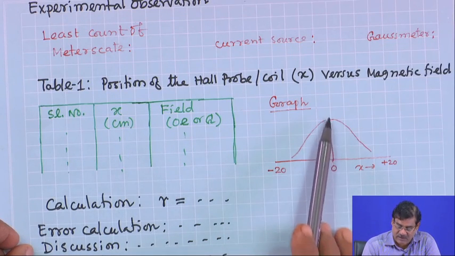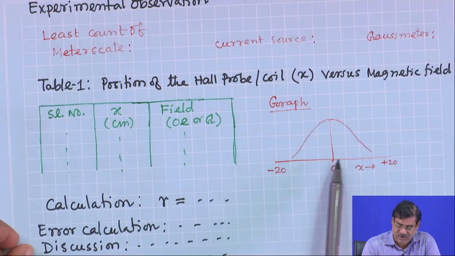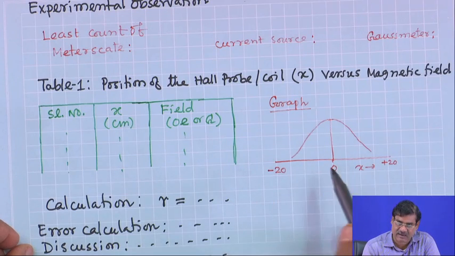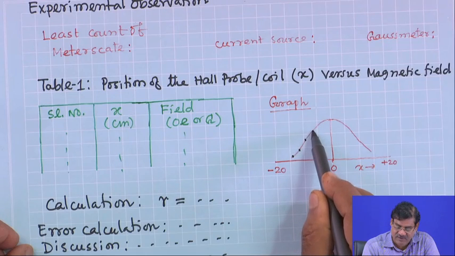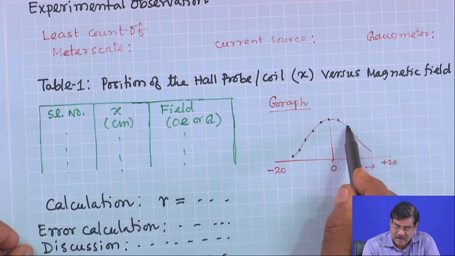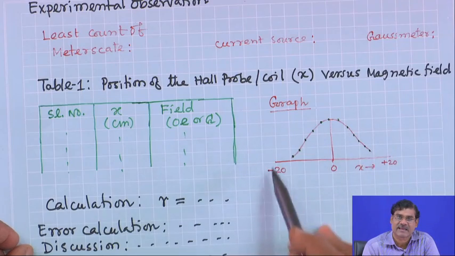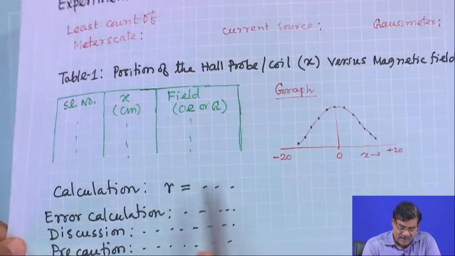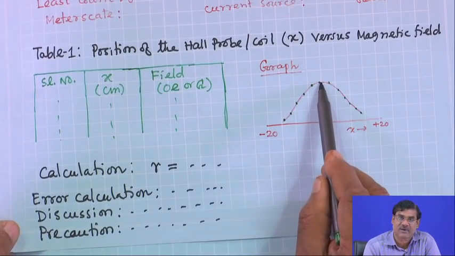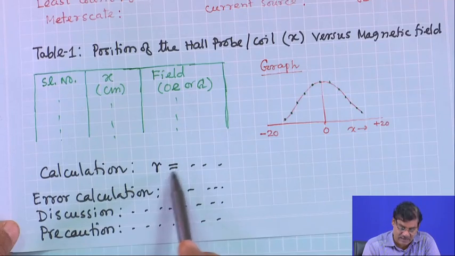Then you have to plot the graph. You have to take readings symmetrically, from the center to the left side as well as the right side, at different distances, and plot the magnetic field. If you plot it, you will see the magnetic field variation is like this. At the center you can find the value, and from there you can calculate the radius of the coil, r.